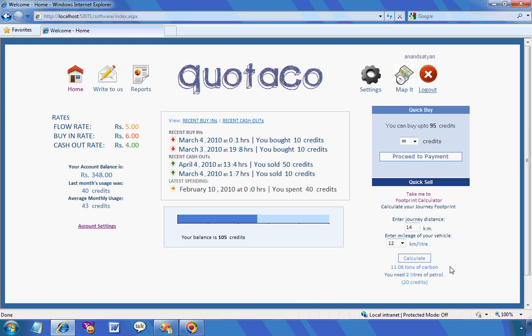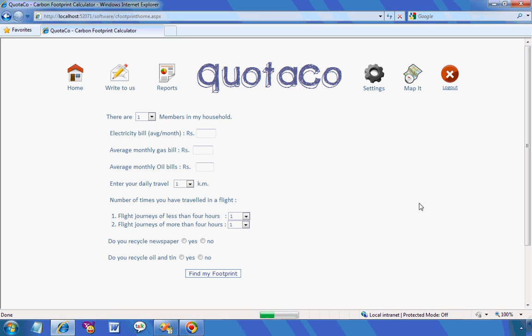So this was as far as the journey footprint calculator was concerned. Apart from this, there is also a full-fledged footprint calculator which calculates your carbon footprint based on your household, your style of living and your household activities, and your journeys and travel. So this asks for various information like the number of members in your household, your electricity bill, and gas bills, etc.